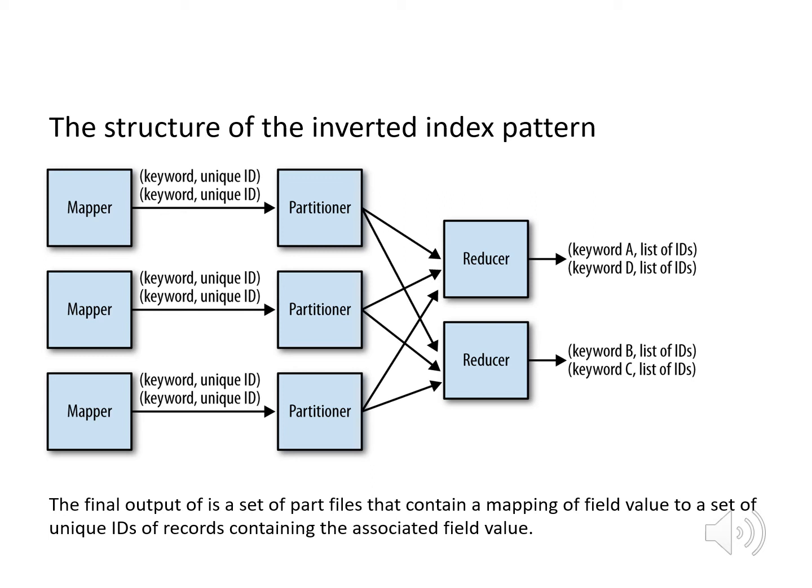So the final output after the reducer is a set of part files that contain a mapping of field values to a set of unique IDs of records containing this associated field value. So for the web page example, this output will be a set of keywords, and for each keyword, it has a list of web page IDs that contain this keyword. Then every time we want to look for a keyword, we just go to that line in this inverted index, and the list of web pages there is what we are looking for.